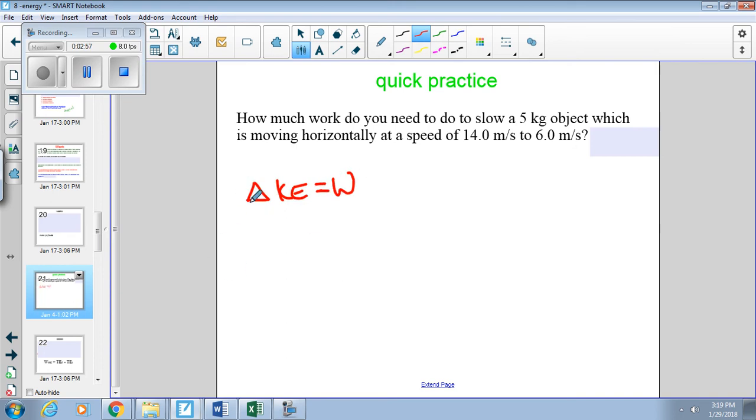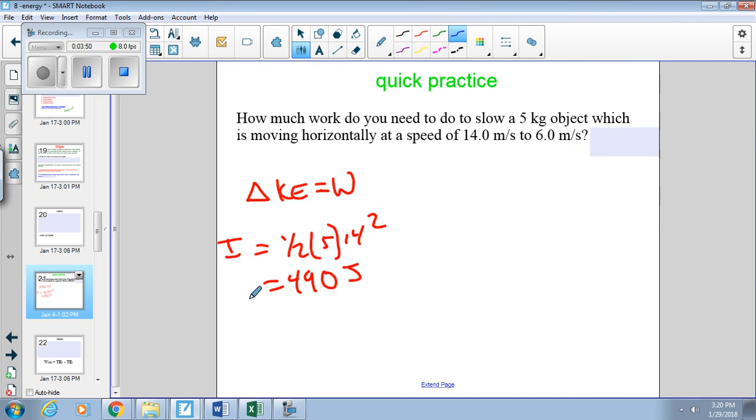So kinetic energy to begin with, you should have 1/2 your mass times your velocity squared. So your initial should equal 1/2 times 5 times 14 squared. I believe that is 490 joules. Work is measured in joules because it's a change in energy. That's what we started with.